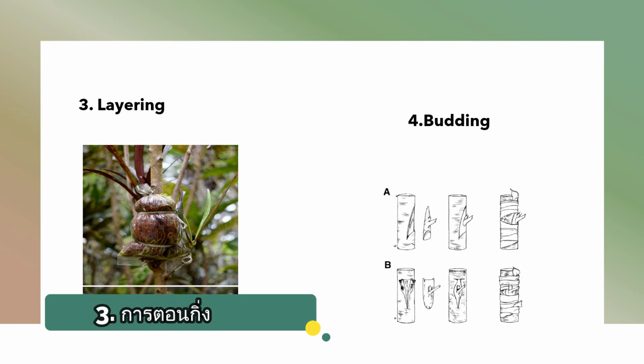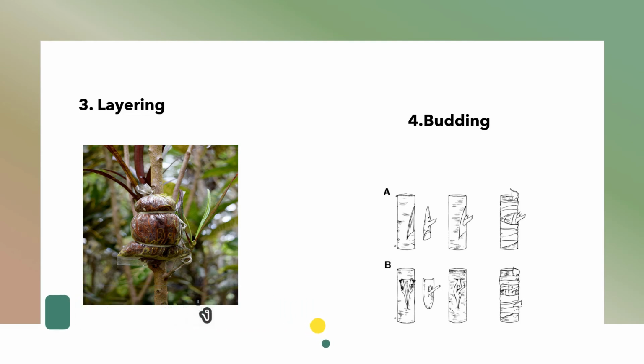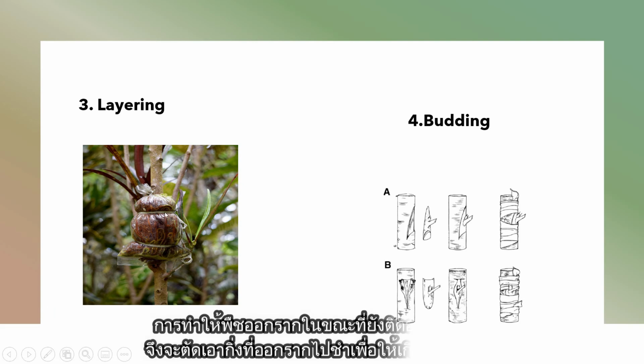What is the function of layering? You make a branch grow roots while it is still attached to the parent tree. See, this is the parent tree, and once the root is strong enough, the layered branch can be planted on its own. This is one of the best methods in producing another plant.